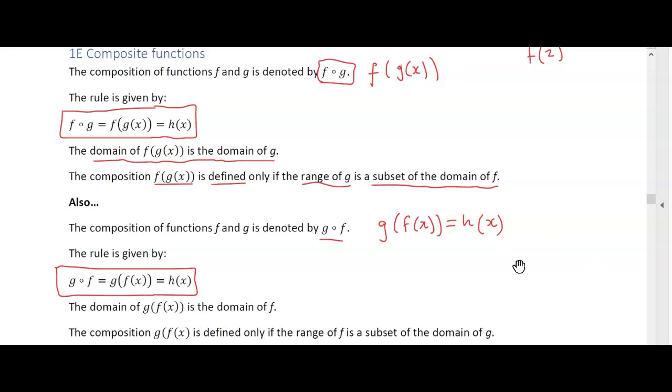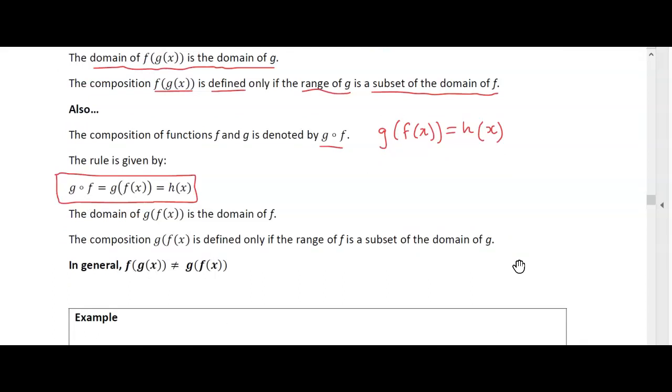And lastly, in general, f of g of x is not equal to g of f of x. Basically, we're not substituting in the same function. You're going to have two different functions, so they're probably not going to be equal to each other.